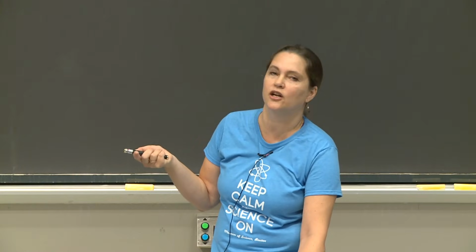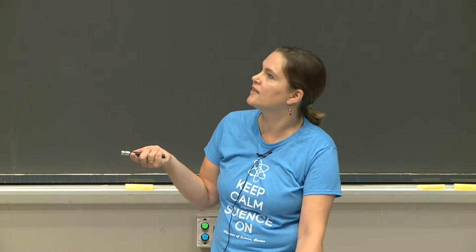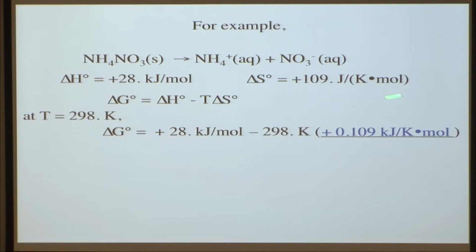But I left a blank here to make a point, which is that delta S's are almost always given in joules per Kelvin per mole, but everything else is given in kilojoules. So you want to make sure you convert your units, or you're going to come up with very funky answers at the end. So from joules to kilojoules, now plus 0.109 kilojoules per Kelvin per mole. And we can do this out now.